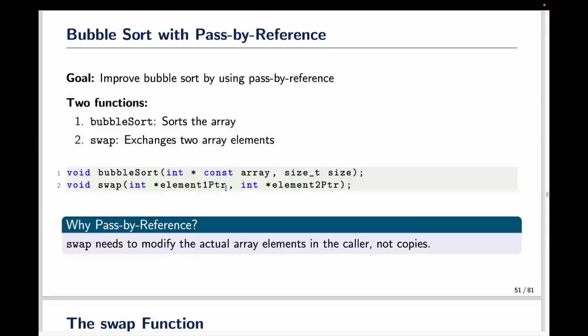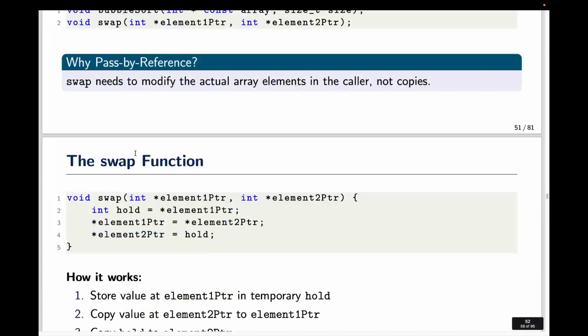So here you are passing by reference. Remember, you are passing by reference. So swap needs to modify the actual array elements in the caller, not copies. Remember, swap over here is going to swap the elements from the pointer address. So it can't be const. Remember, it can't be const. So bubble sort is going to be the main algorithm, and that function is going to call the swap over there.